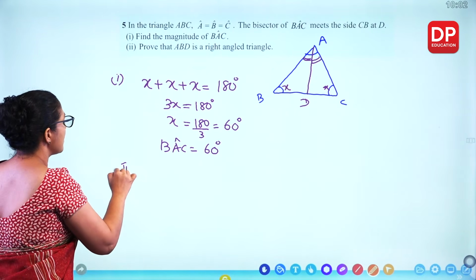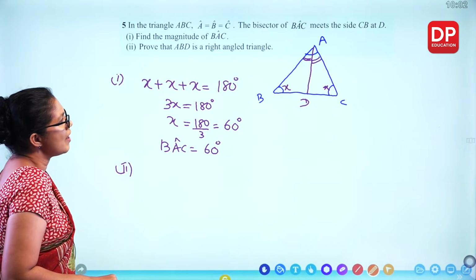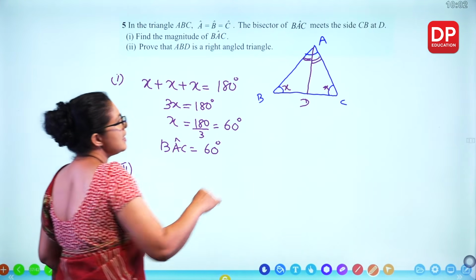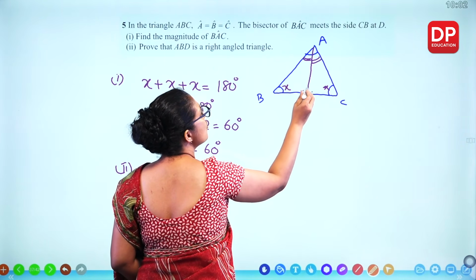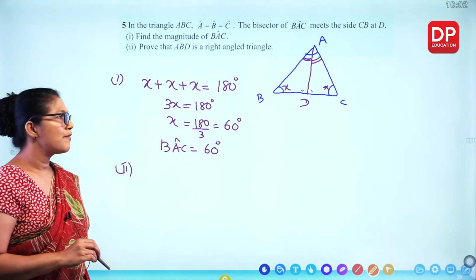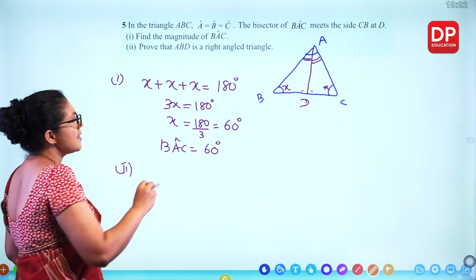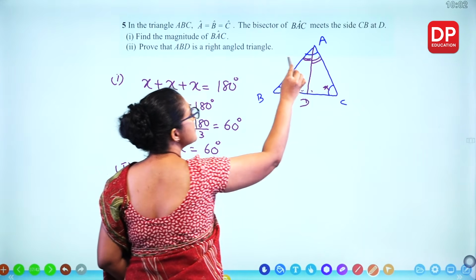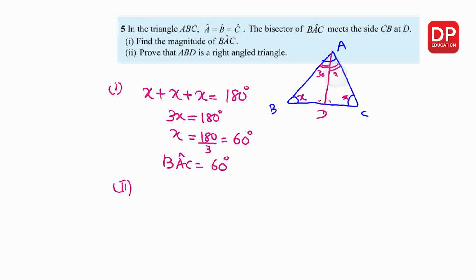And the second part they ask, prove that ABD is a right angle triangle. That means they are asking to show these two are equal. So how can we find out those two are equal? I can see that now if this whole thing is 60, what is this angle? This is 30, this is 30. And we know this is 60, x is 60.